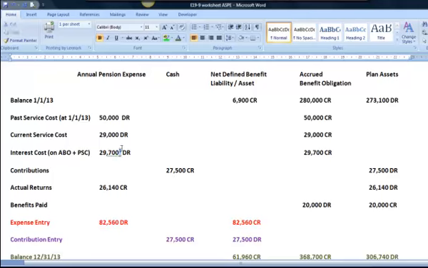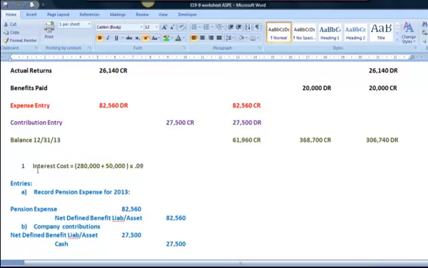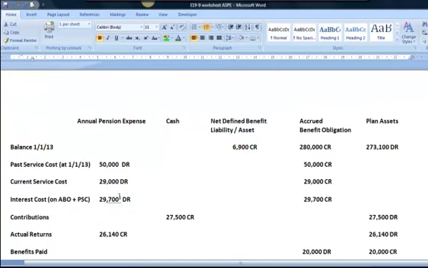So we're going to calculate the interest cost in the ABO and the past service cost. So I've got a little number 1 here. So if you go down here, you can see I've calculated the interest cost on the ABO at the beginning of the year, any past service cost that we were granting at the beginning of the year, add them together and multiply that by 9%. And that's going to give you $29,700. And that's also going to increase your ABO on the plan administrator books.